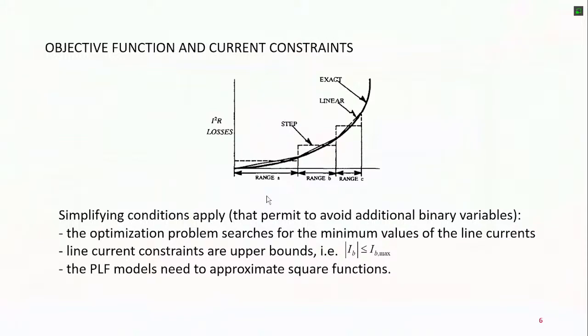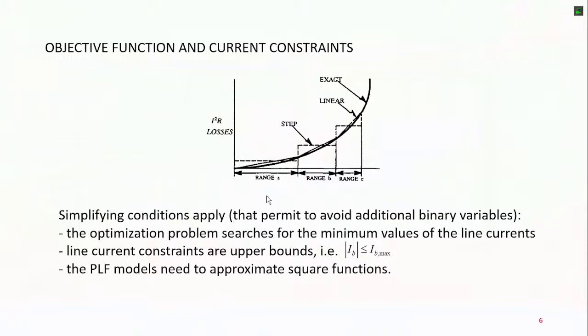Moreover, specifically for the current, we have a minimization problem. So for sure, if we say that the current or the square of the current needs to be above this, since we minimize the losses, for sure the solution will be on this curve, because there is no reason not to increase the current.